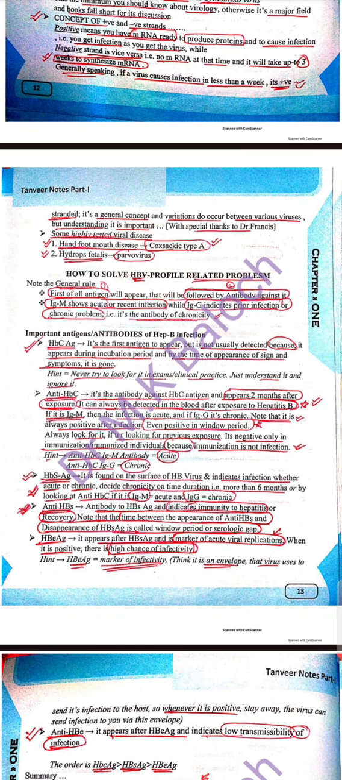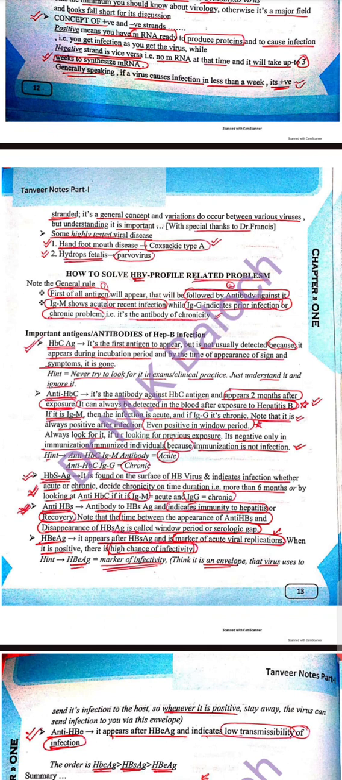Anti-HBC. So this is how we can look for it, to see if the antibody is present. So obviously antigen was present before. Anti-HBC is the antibody against HBC antigen and appears 2 months after exposure. It can always be detected in the blood after exposure to hepatitis B. Anti-HBC is always detected in the blood after exposure to hepatitis B.